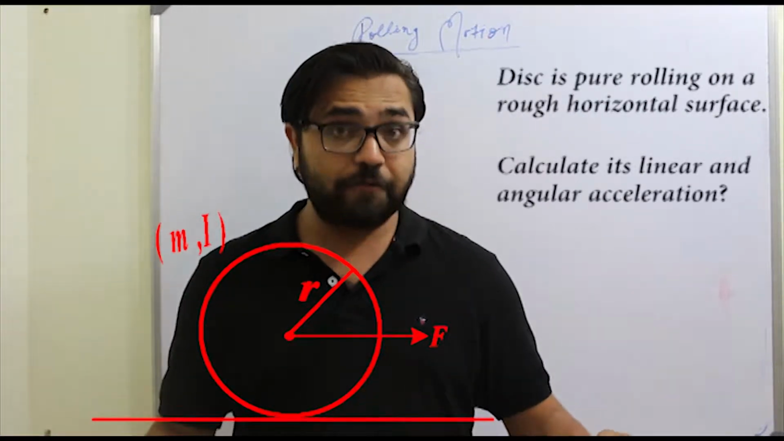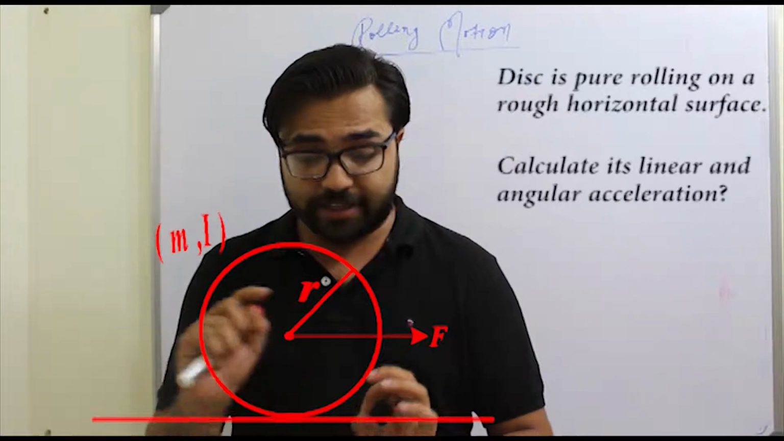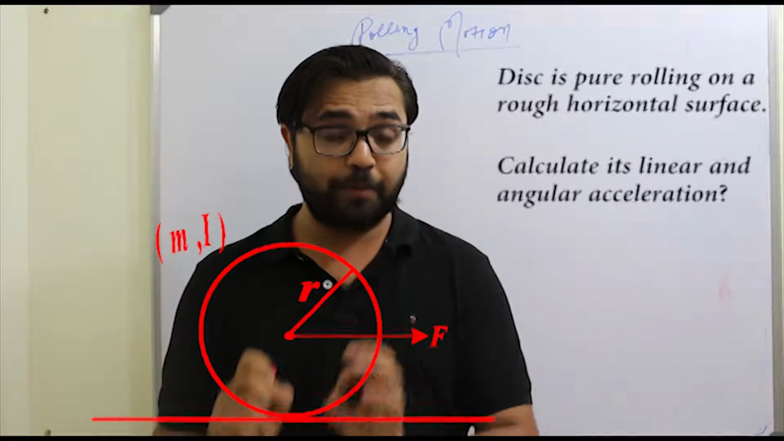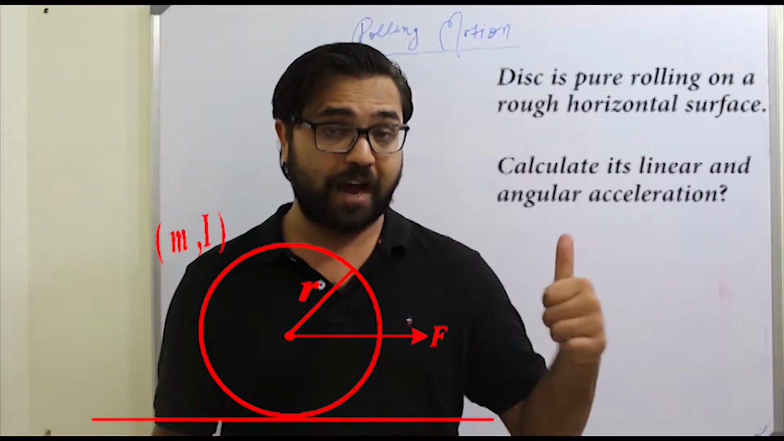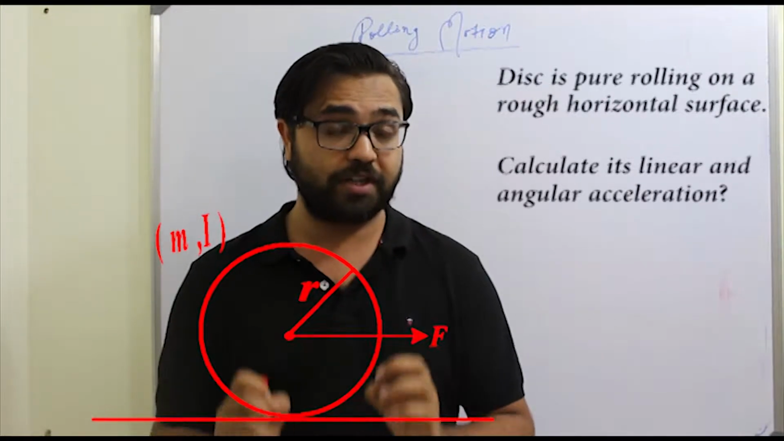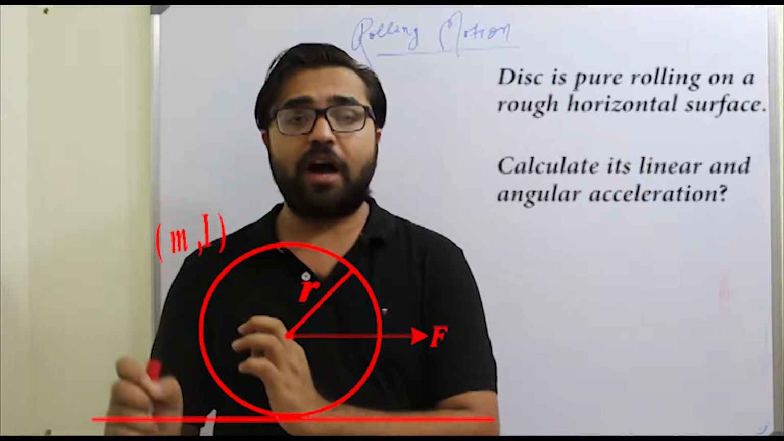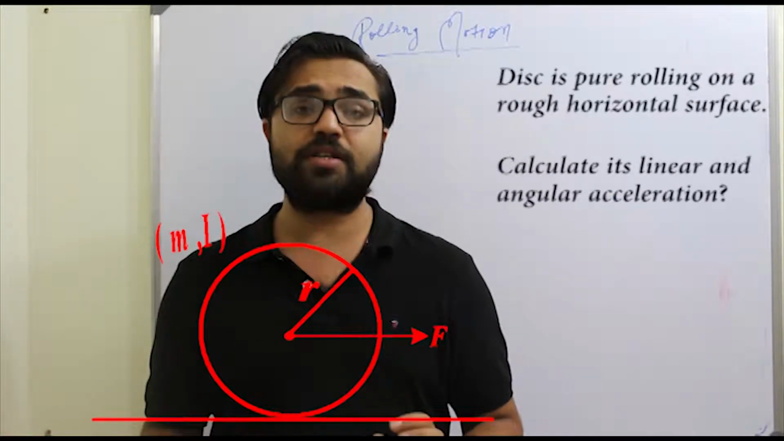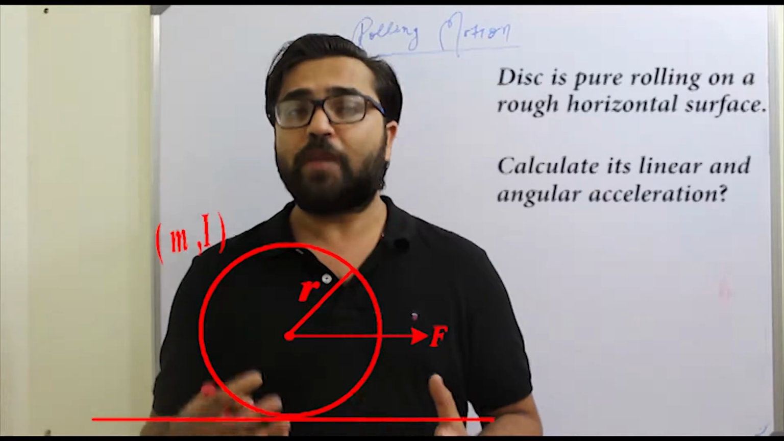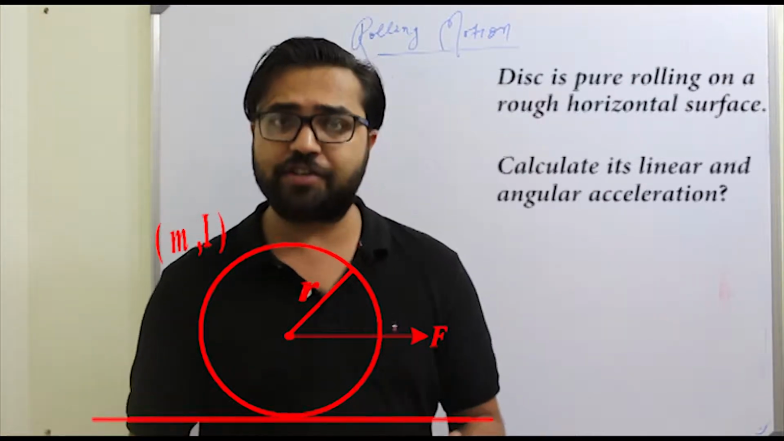The surface is rough, again take care of that, and it is given that the object is in pure rolling. Alright, so we have this information already in front of us. The object is in pure rolling motion, and its radius is given as r, its mass and moment of inertia are already given to us, and what we have to find is its angular acceleration and its translational acceleration.